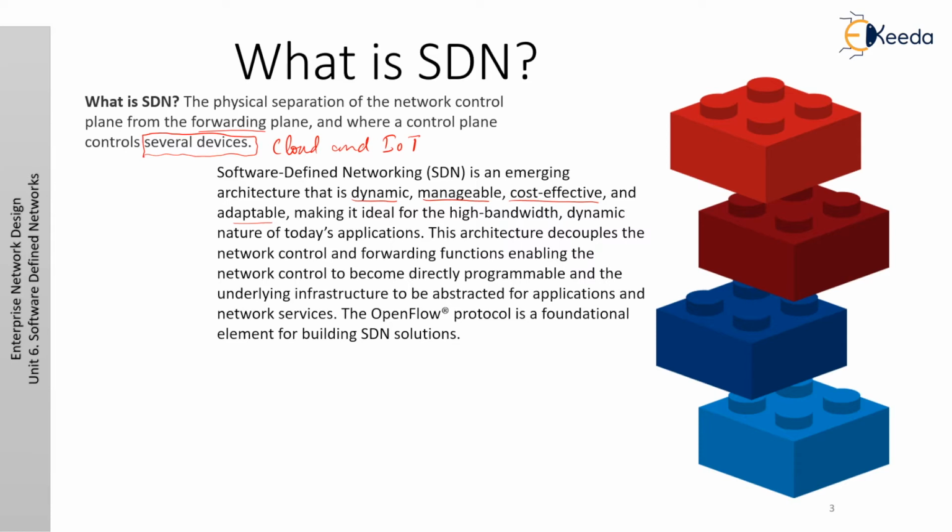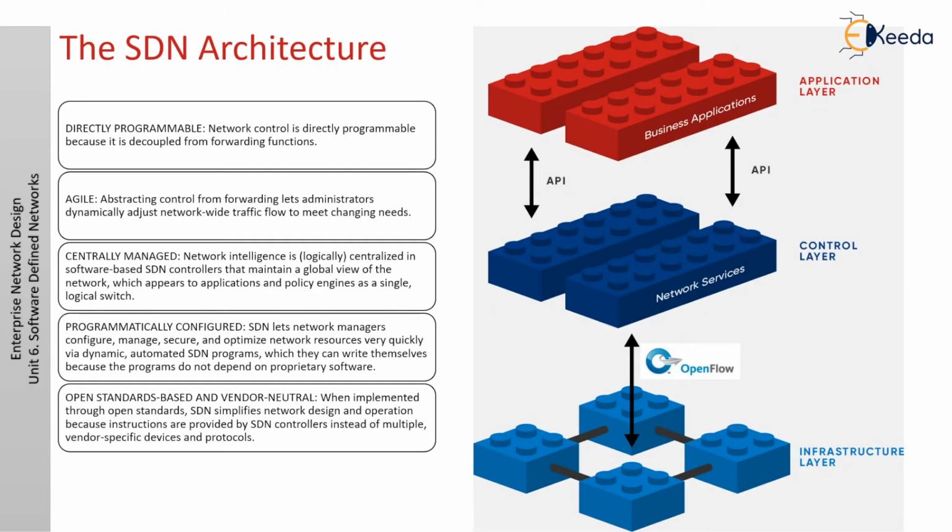This architecture decouples the network control and forwarding function, enabling the network control to become directly programmable and underlying infrastructure to be abstracted for application and network services. While the network flow protocol is a foundational element of building a software defined network solution. From our discussion, software-defined network is a network architecture approach that enables network to be intelligently and centrally controlled or programmed using software application. This helps operator manage the entire network consistently and holistically, regardless of underlying network topology.